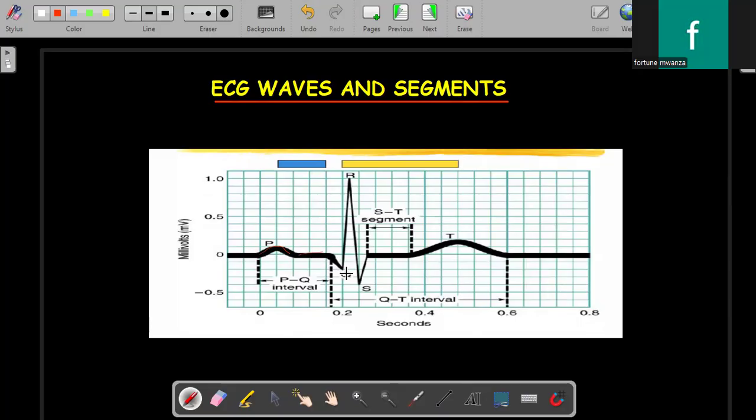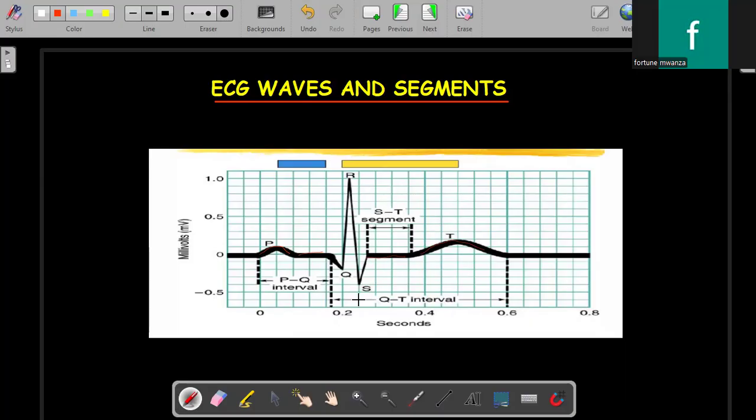Then you have your QRS complex. This QRS complex is due to the depolarization of the ventricles. Then there's another delay which we call the ST segment. That delay is the start of the repolarization of your ventricles. Then from there you have this T wave, which is as a result of the repolarization of your ventricles. So those are some of the waves and segments you have to know.